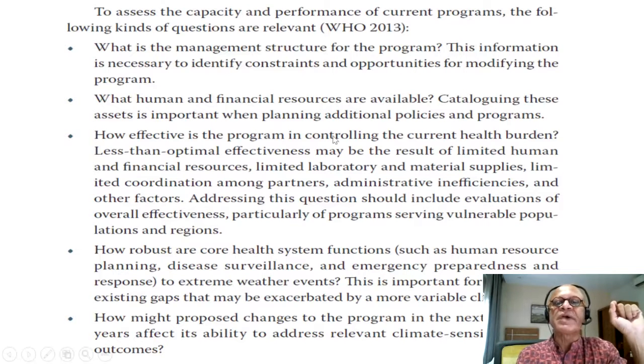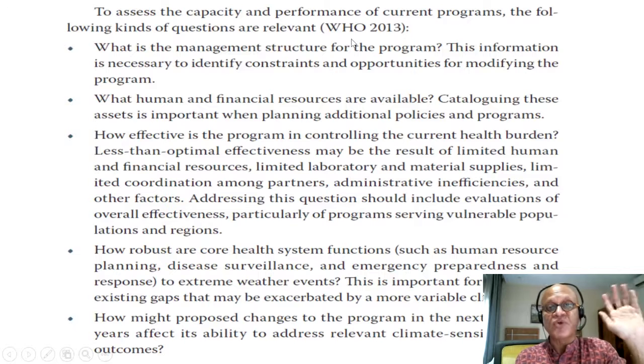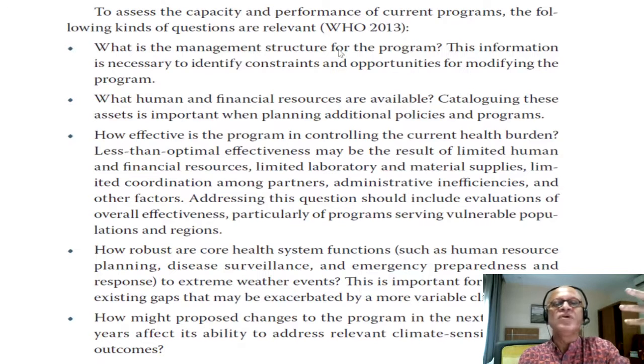To assess the capacity and performance of current programs as part of understanding the current vulnerability map, the following kinds of questions are relevant, as proposed by the World Health Organization. What is the management structure for the program? This information is necessary to identify constraints and opportunities for modifying the program. What human and financial resources are available? Cataloging these assets is important when planning additional policies and programs.